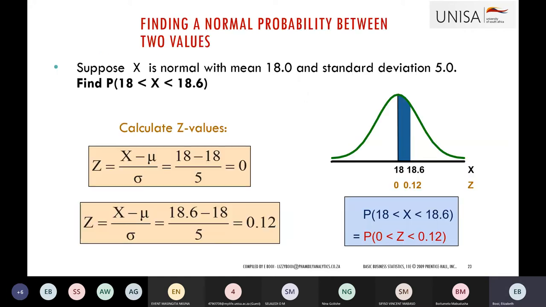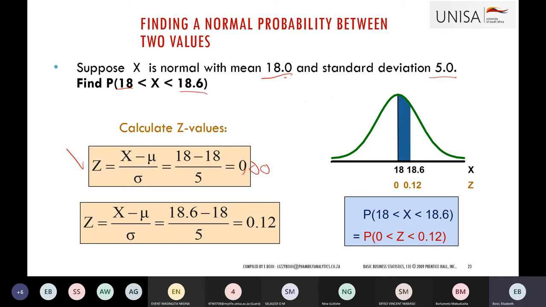Let's look at an example. Suppose that X is normal with the mean of 18 and the standard deviation of 5. Find the probability that X lies between 18 and 18.6. So we can calculate the Z value. Our X is 18, our mean is 18, our standard deviation is 5. 18 minus 18 is 0, divided by 5 will give us 0.00.